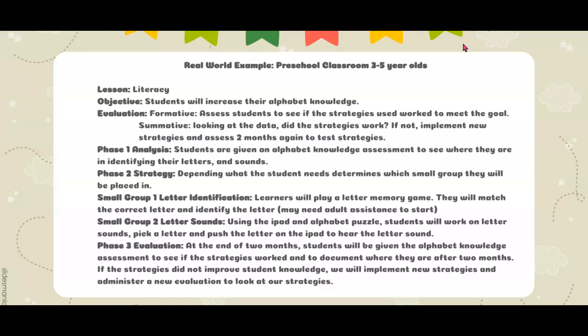We assess our students every 2 months, and so we would continue this, and if they're gaining knowledge, we could build on it. If they're not, then we would revamp our strategies, and that is where we would reach out to other teachers that maybe have more success in letter identification and letter sounds and see what they're doing to help those students in their classes achieve those goals.